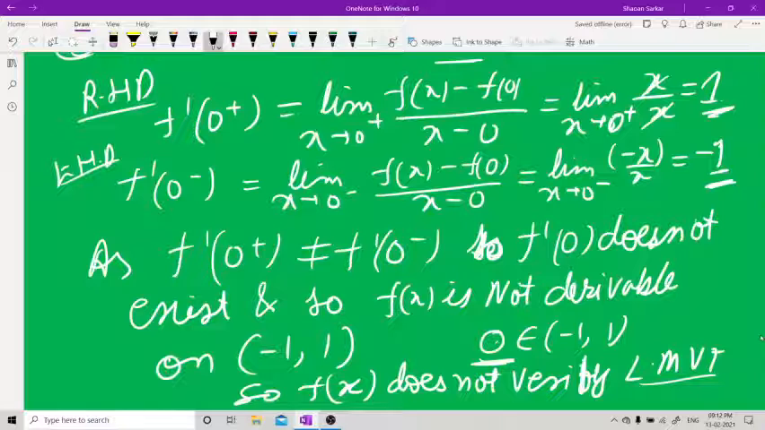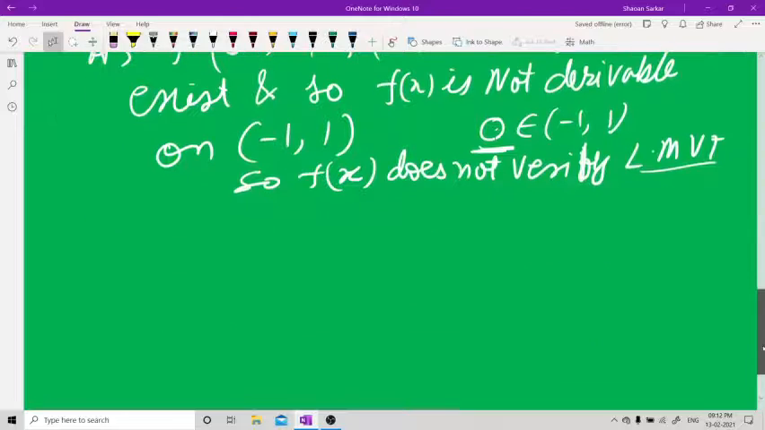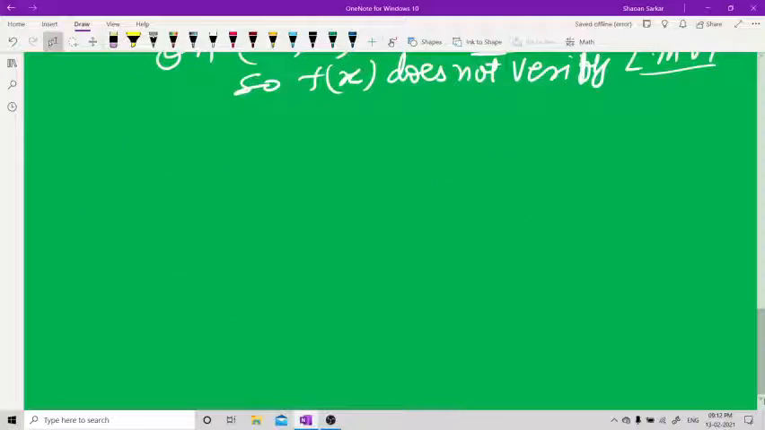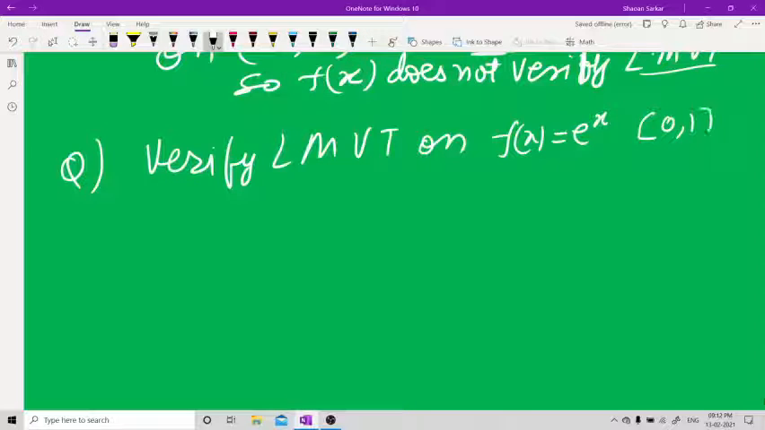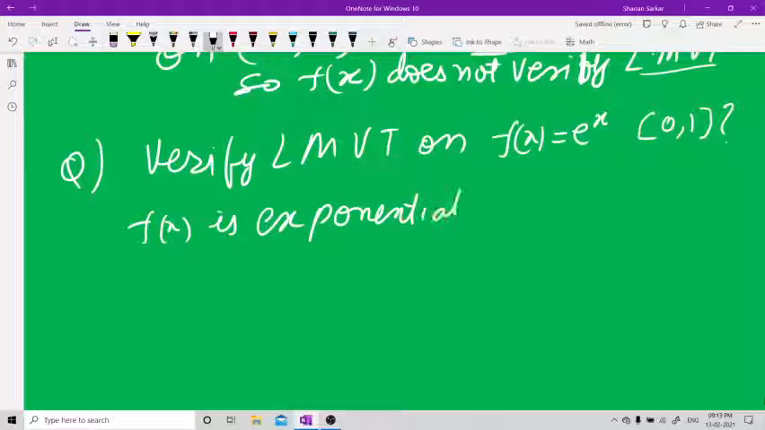That's the point. Now let us take another question. Now the question is, this is a good question, take this. Verify LMVT on f(x) equals e to the power of x in the interval 0 1. Now f(x) is exponential, so continuous on the closed interval 0 1 first.